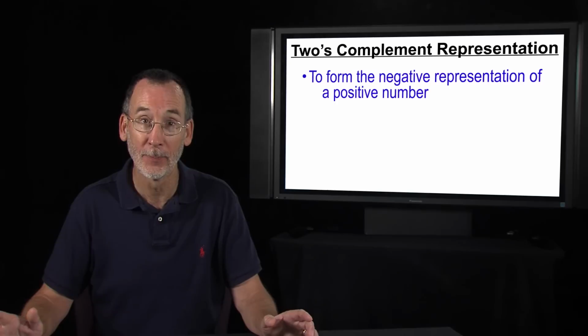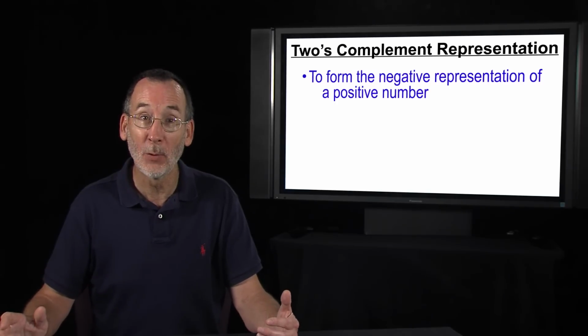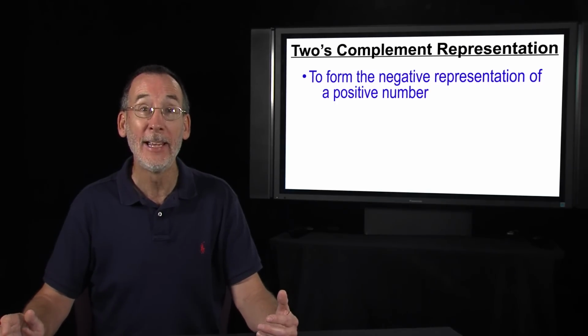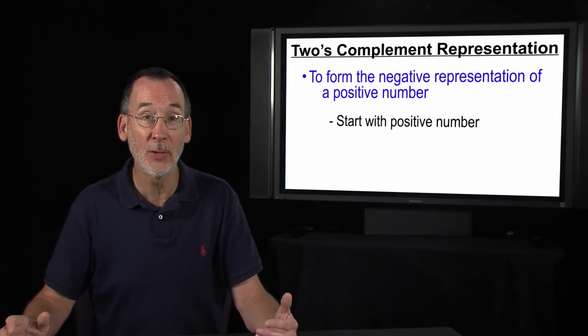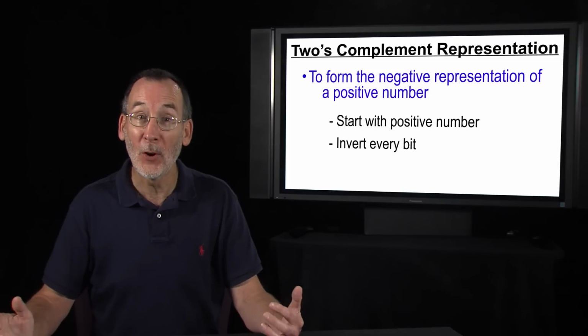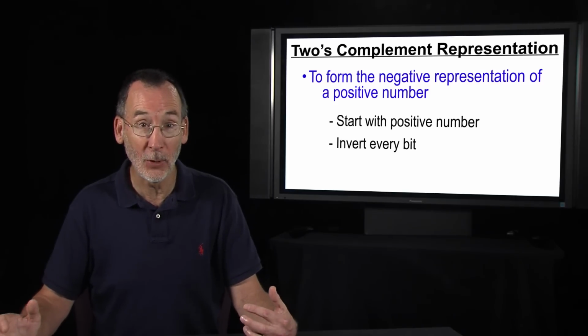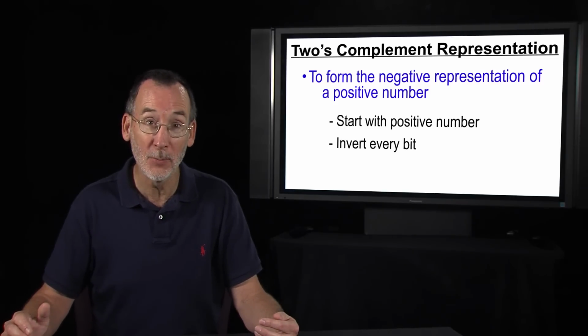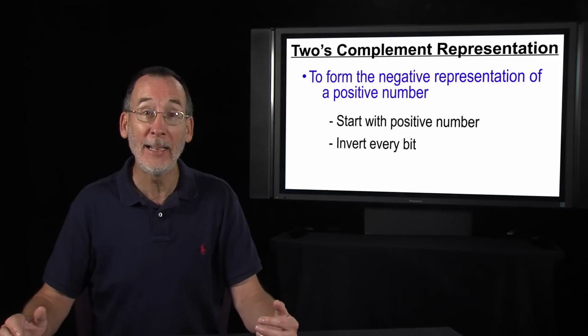Let's talk about how we represent 2's complement numbers. If the number is positive or 0, it's exactly the same as unsigned binary. It's exactly the same that we just learned. To form the negative representation of a positive number, first we start with the positive number. We invert every bit, so every 0 becomes a 1 and every 1 becomes a 0. And then finally we add 1 to that number.